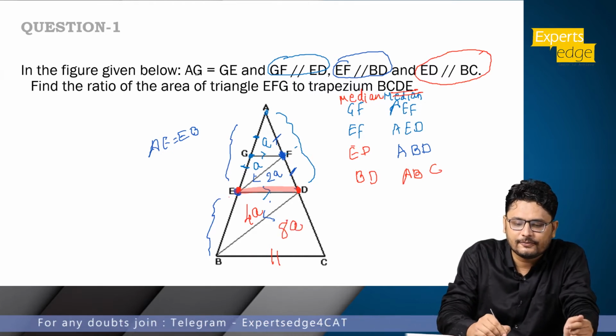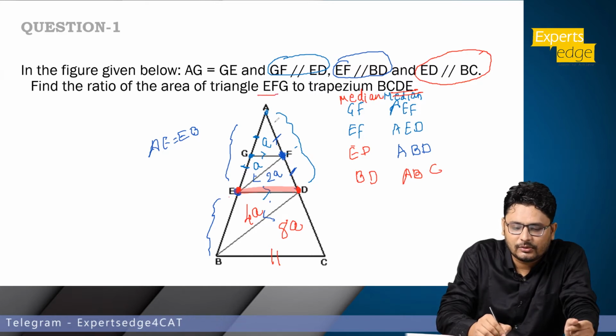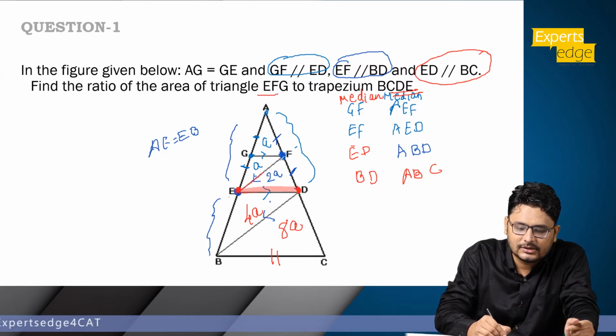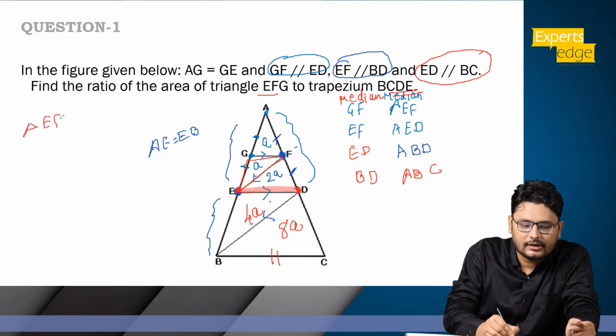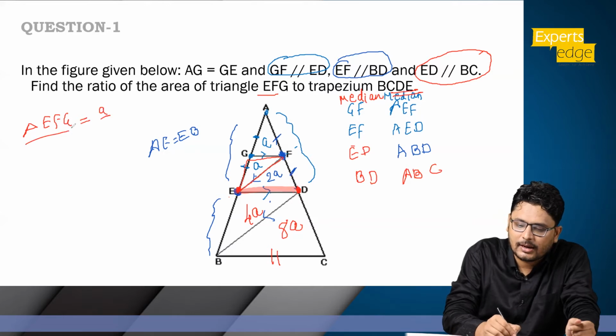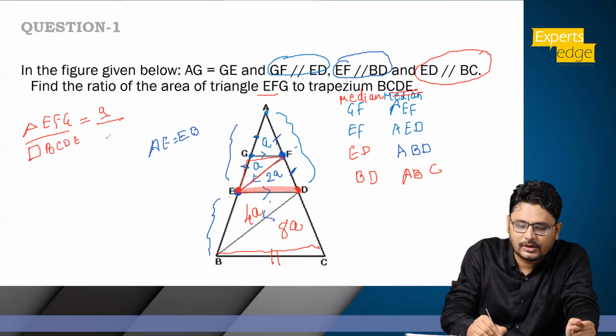Now what has he given, what is he asking? In fact, area of triangle EFG. Can you see what is the area of triangle EFG? EFG is nothing but A. So area of triangle EFG is equal to A. And what is the trapezium BCDE? BCDE is how much? 12A. So trapezium BCDE, it is 12A.